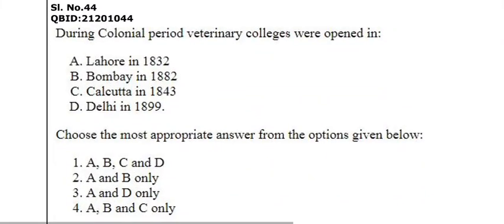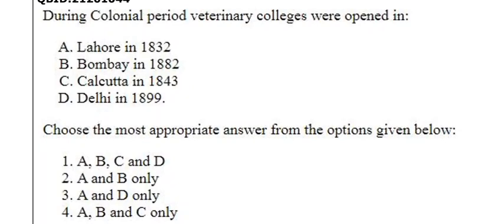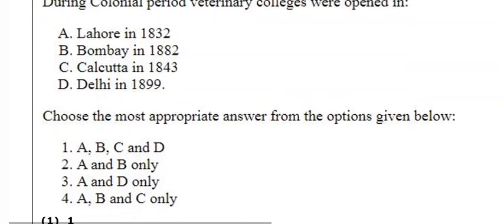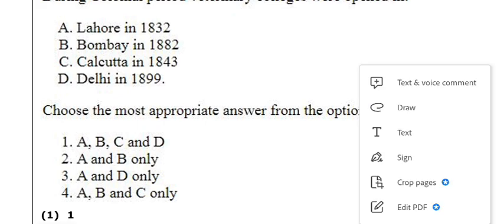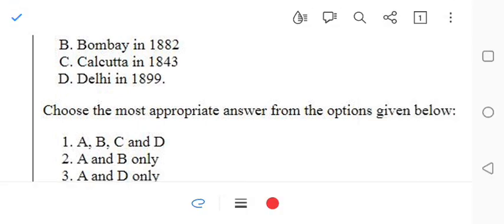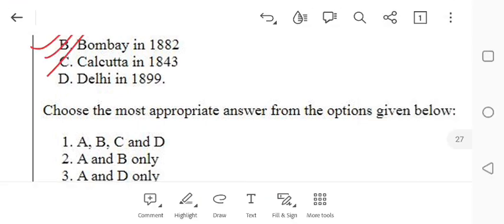44. During the colonial period, veterinary colleges were opened in Lahore in 1832, Bombay in 1882, Calcutta in 1843, Delhi in 1899. A, B, C, D, A, B, A, D, A, B, C. 44. Correct answer will be D. That is A, B, and C.